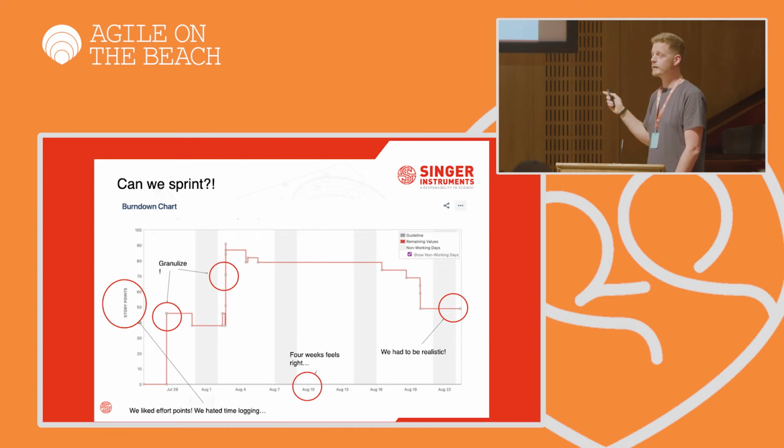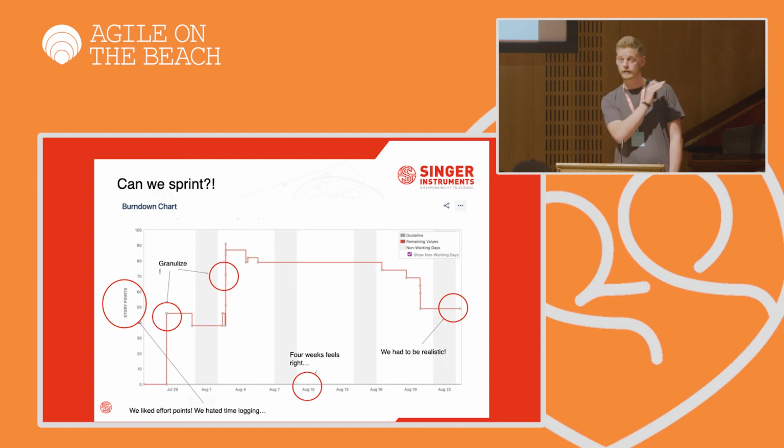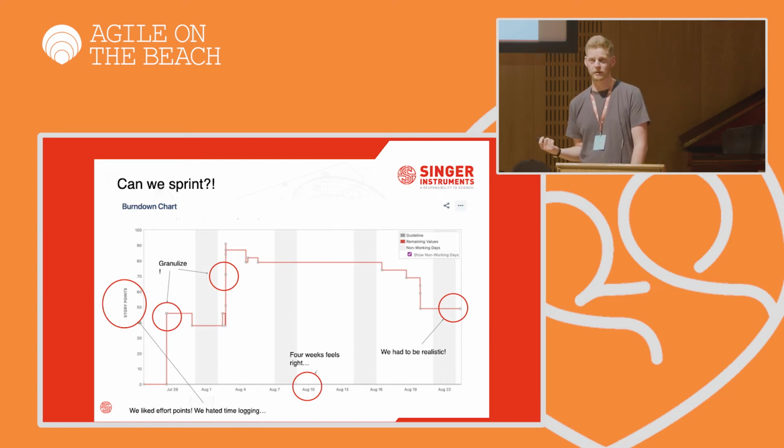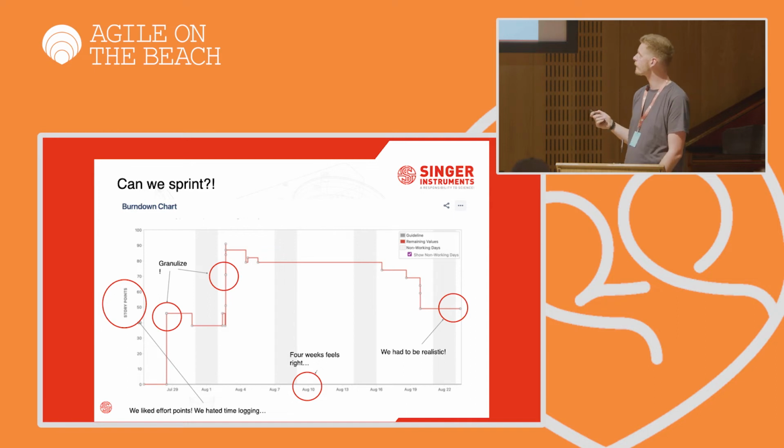Also, we were sprinting for 4 weeks, which may seem like an age for a lot of people in this room, but actually with all that growth curve problem I was mentioning earlier, it felt right. We had no other explanation than that. It wasn't empirical, but we decided to stick with it.